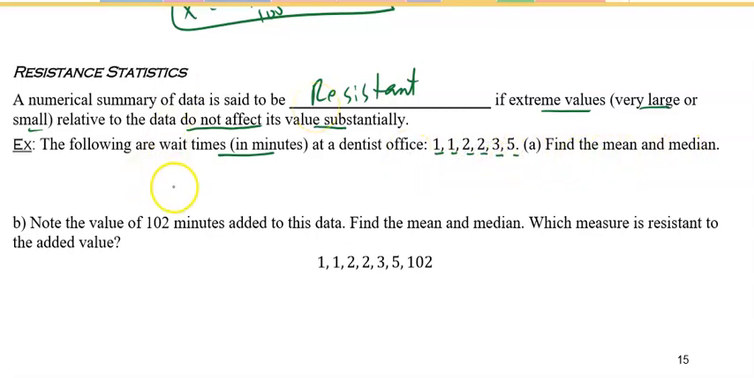The mean. If I want to find the mean, it is 1 plus 1 plus 2 plus 2 plus 3 plus 5 divided by 1, 2, 3, 4, 5, 6. I'll get 5, 10, 12, 14 divided by 6.